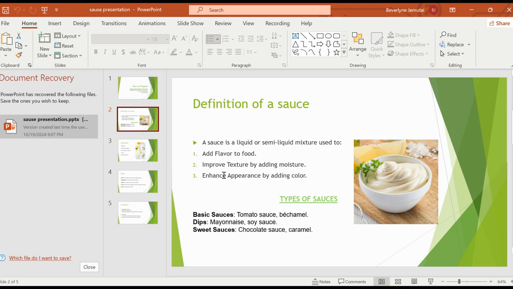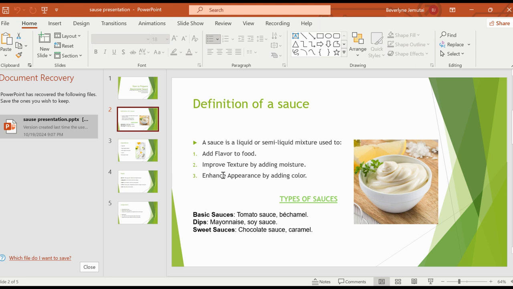Another thing is also to improve the appearance by adding color. You know, mayonnaise is white, so when you take it with, for example, green vegetables like spinach and roasted beef, it is going to give a good appearance. Okay, understood?